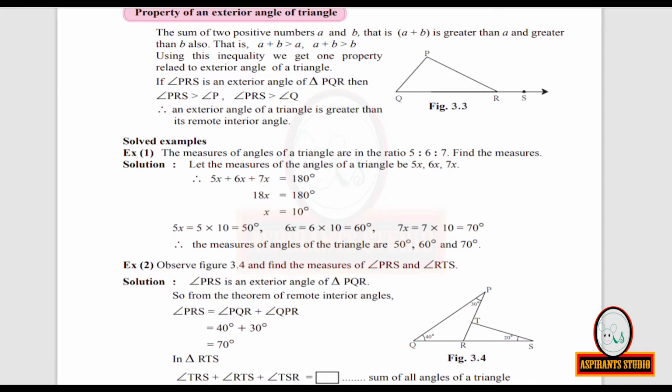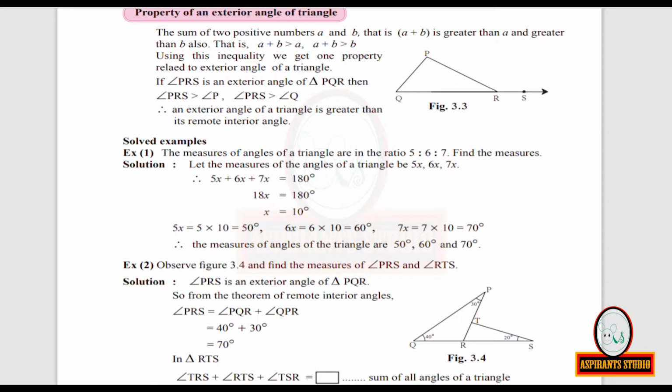Solve the examples. Example 1. The measures of angles of a triangle are in the ratio 5:6:7. Find the measures. Let us see the solution. The measures of angles of a triangle are in the ratio 5:6:7 is given. Since it is given in ratio format, we have to take a common multiple. Let us take the common multiple to be x. So you have to write, let the common multiple be x.